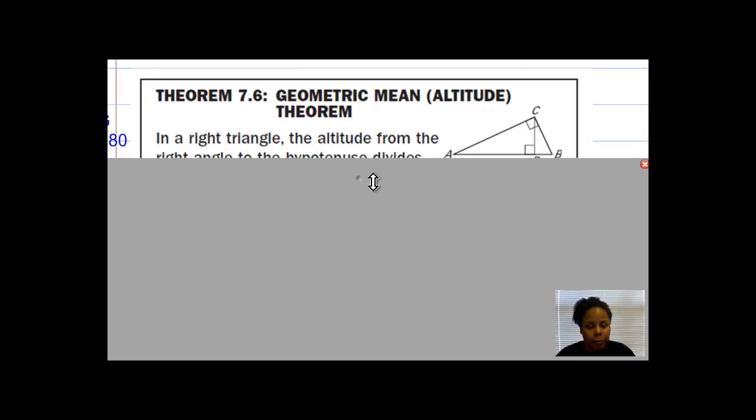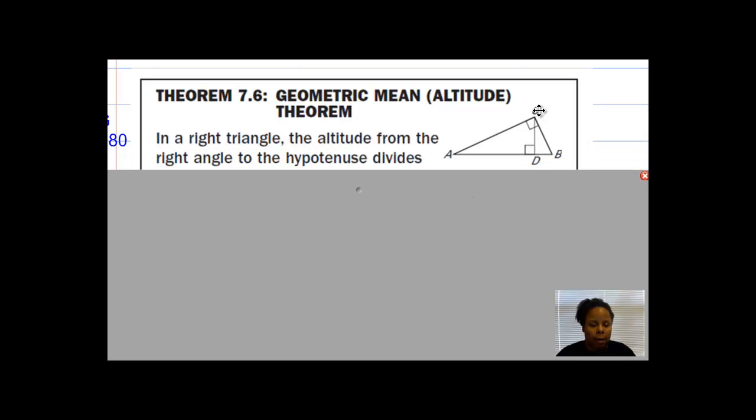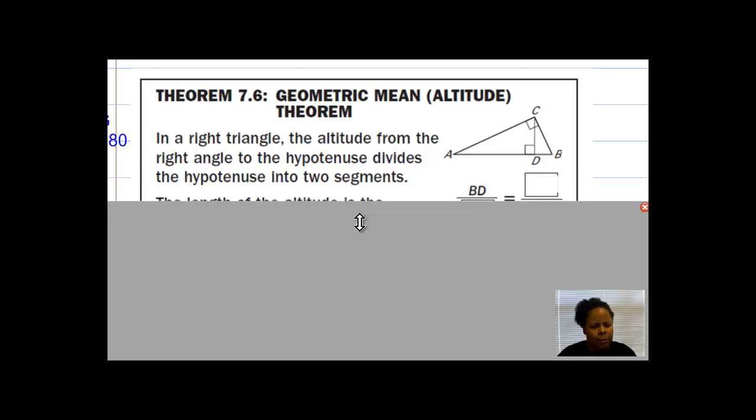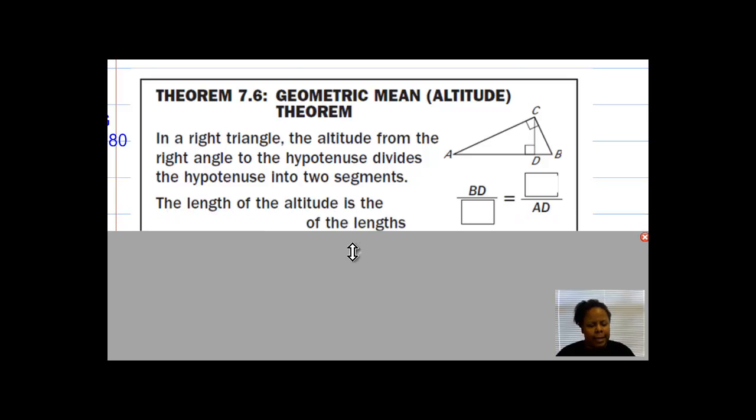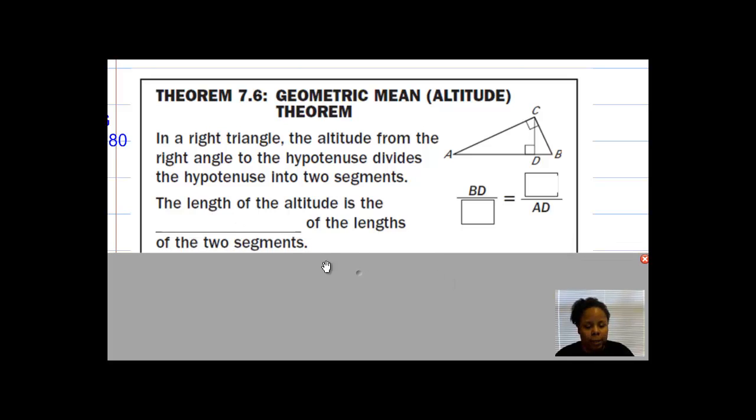And the altitude is the length of the altitude from the right angle. So in a right triangle, the altitude from the right angle to the hypotenuse divides the hypotenuse into two segments. I called them H1 and H2. In that case, the length of the altitude represents what relationship between the lengths of the two hypotenuse segments? If you said geometric mean, you'd be absolutely correct.